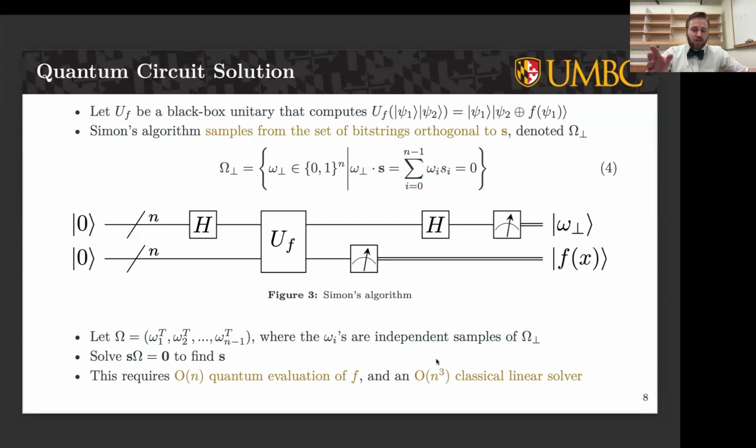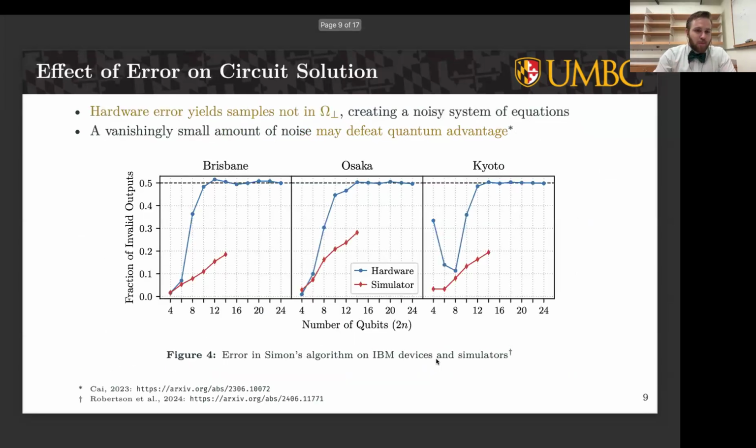Now, so far, all of this assumes that your qubits are perfect and that there's no noise. But we know that our quantum computers today are far from perfect. So when we have hardware error, then when we run Simon's algorithm and we get a sample, that sample could yield something that's not in omega perp. So we could sample something that is theoretically impossible given perfect qubits, but hardware noise could make these things possible. So we can have errors.